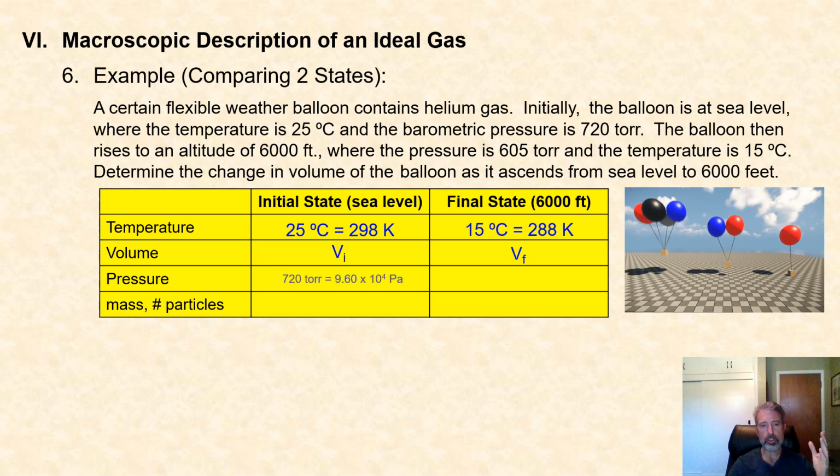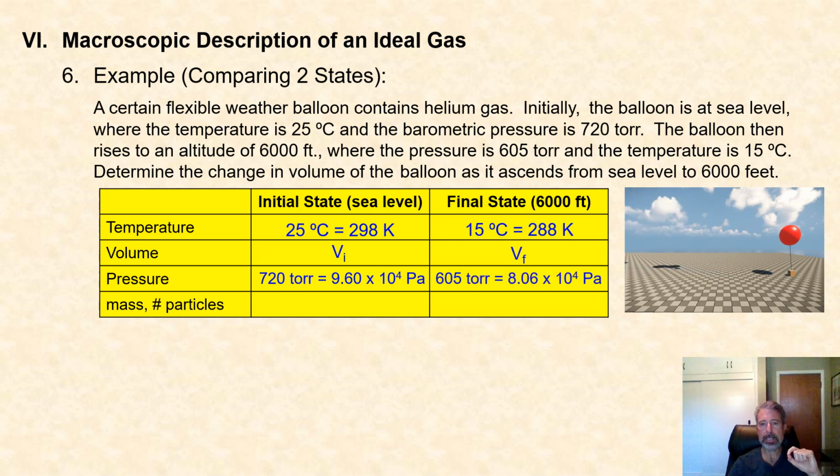When it comes to pressure, we're given both the initial pressure of 720 torr. Remember, there's 760 torr in 1 atmosphere. We've got to make the conversion here to our MKS unit of pascals. So we do that conversion. And at 6,000 feet, the pressure drops to only 605 torr, or 8.06 times 10 to the 4th pascals. Once again, we had to do that conversion.